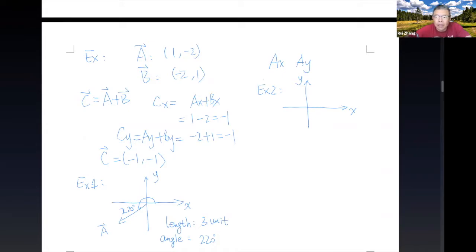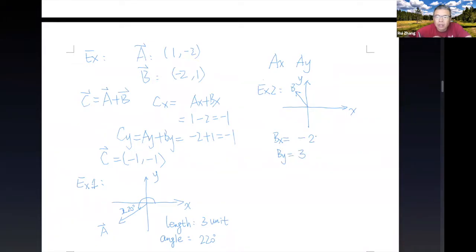Suppose you have a vector like this, okay? I'm gonna put it in the second quadrant for some reason. Let's call it B, okay? Suppose you're given Bx equals -2 and By equals 3.